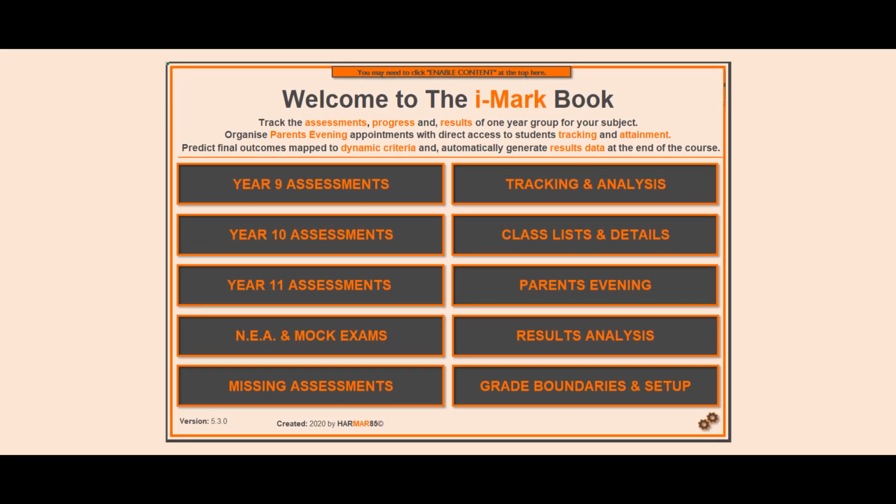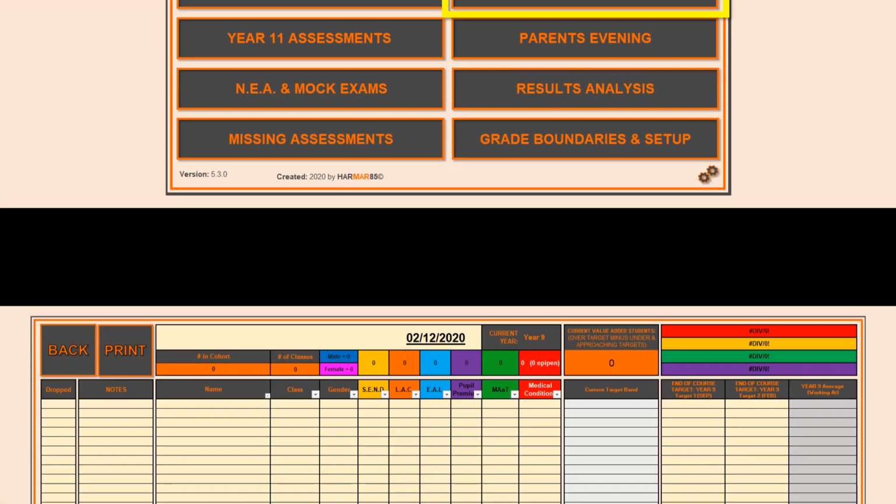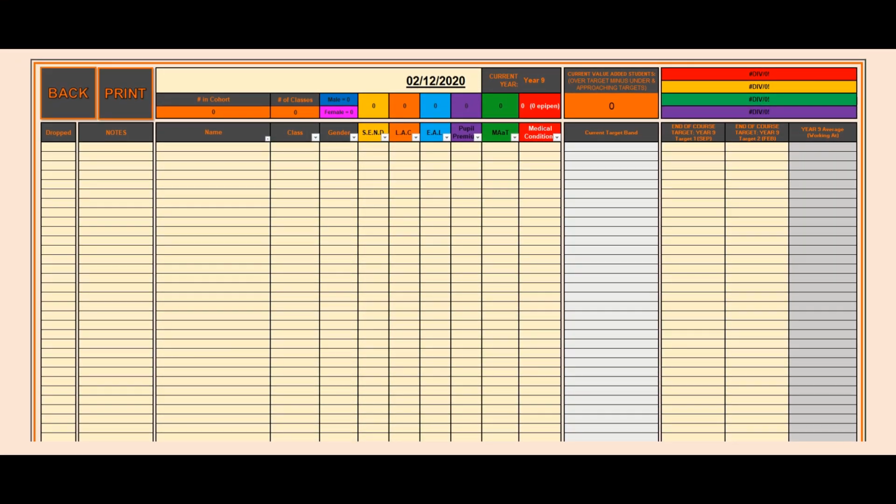The next thing to do to set this file up so we can use it is to click on the button that says Class Lists and Details. That's taken us to this page here where we can fill in all of the details for our cohort. Now this is designed to take an entire cohort from a subject within one year group. So this would be when, say, an entire group of year 9s take up a subject like media studies as their option. So I'm going to put up here as the class name Media GCSE Set 2019.